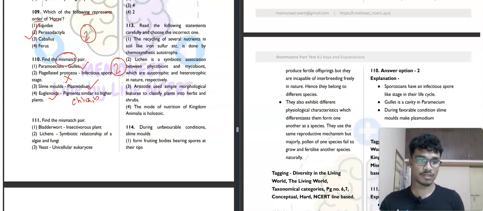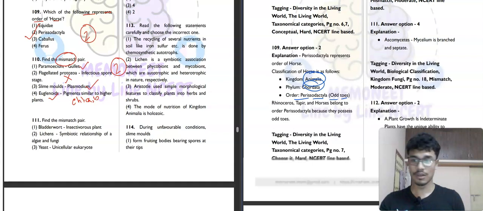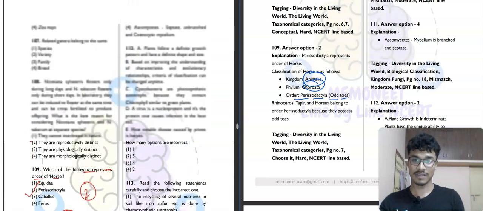The next one is question number 111. Find the mismatch pair again. Bladderwort, an insectivorous plant. Is it? Yes, absolutely. Then lichen, a symbiotic relationship between algae and fungi, absolutely correct. Yeast is a unicellular eukaryote, absolutely correct. Then Saccharomyces cerevisiae is its scientific name.